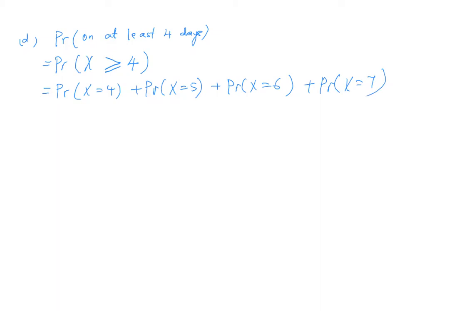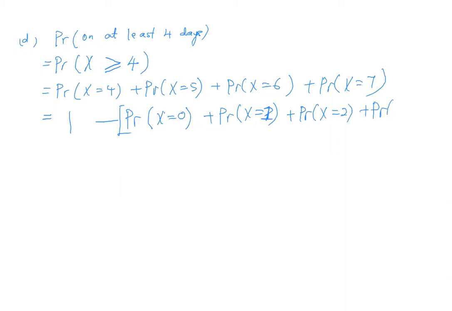If I don't want to do that, I can write this as 1 minus the probability of X equal to 0 plus P(X equal to 1) plus P(X equal to 2) plus P(X equal to 3), correct? Can I do like that? So this can be written as 1 minus P(X less than or equal to 3).